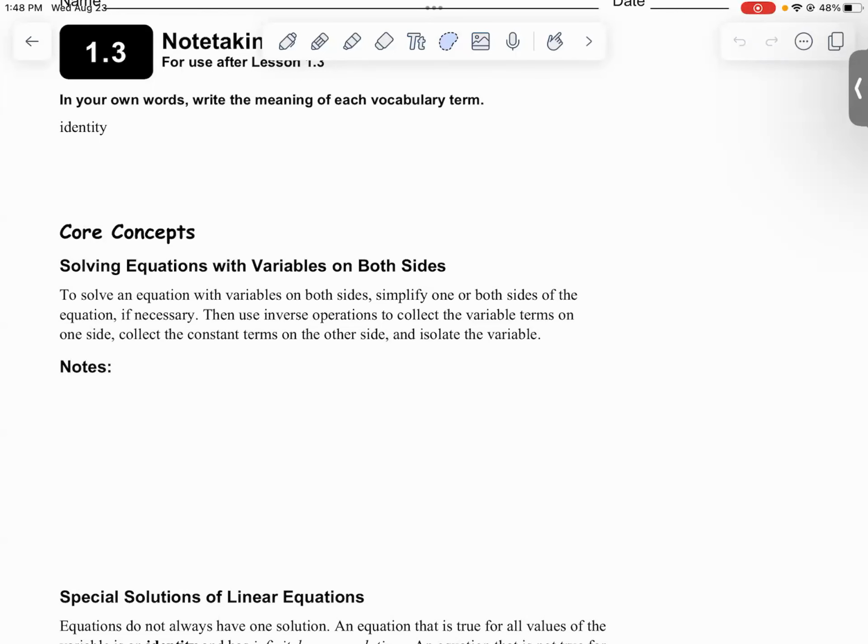We are going to work on solving equations, but today we are going to have variables on both sides of the equation, okay?